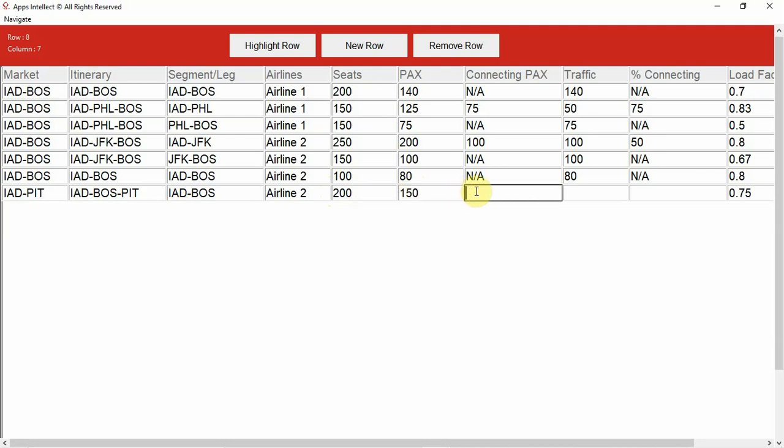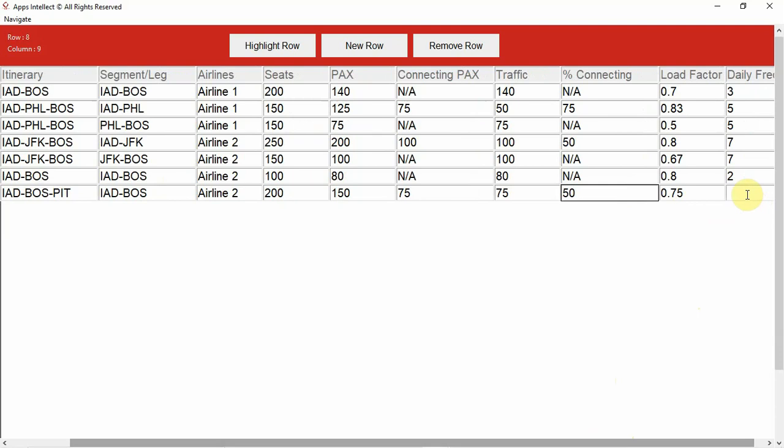So there are 75 passengers who are going to be connecting, from Boston to Petersburg. That would be the destination. So the traffic for this route is 75, and the percentage of connecting passengers is 50. The load factor is 75% for this aircraft, and the frequency is 4 daily flights.